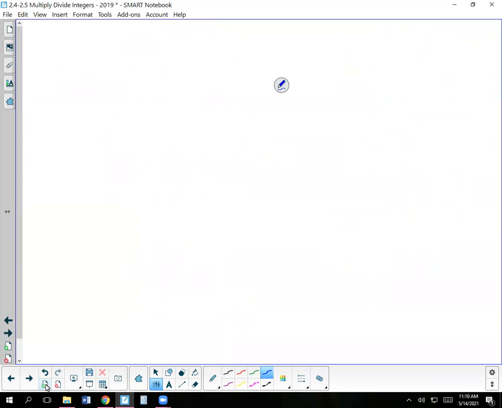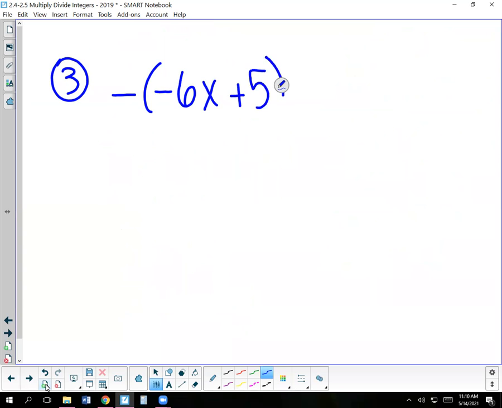Now, last type of example, I'm gonna have you go up. So, what if I had... what would be my answer? I don't have to do any math. What would be my answer? So, just x plus 5.